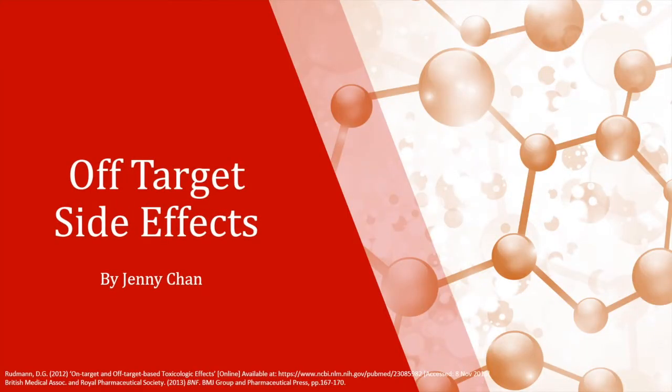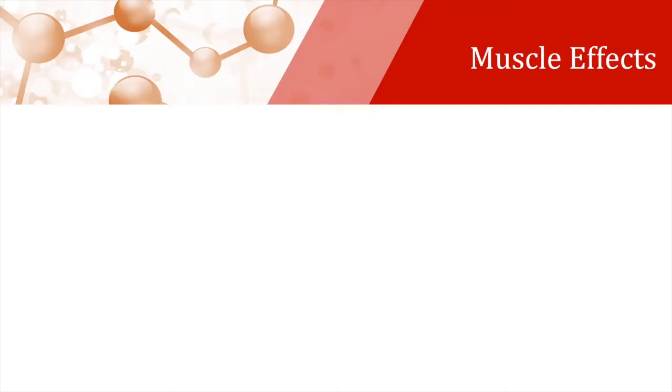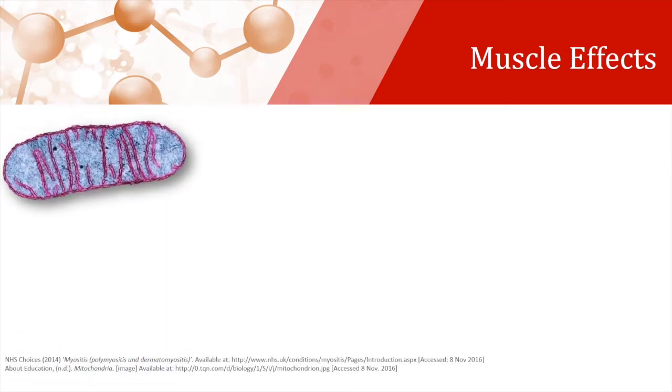They are the adverse effects as a result of modulation of other targets. These may be related biologically or totally unrelated to the target of interest. Muscle effects are the main off-target side effects most likely to be caused by the intake of pravastatin. Mitochondrial dysfunction is believed to be the main mechanism of statin-induced myopathy.